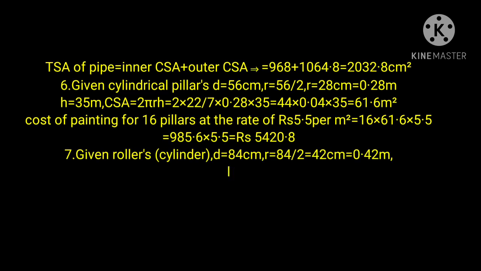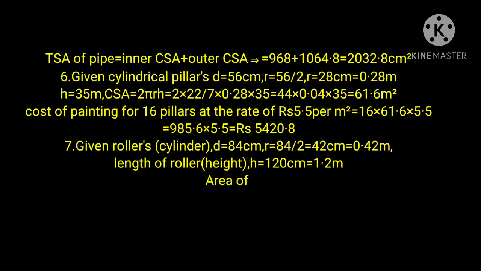Seventh question, given rollers in the shape of a cylinder, diameter is 84 centimeters and radius is equal to 84 by 2, that is equal to 42 centimeters. Change into meters, 0.42 meters. Length of the roller, or it is considered as height, h is equal to 120 centimeters. Change into meters, that is 1.2 meters.